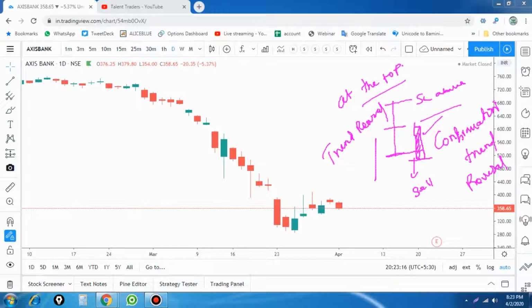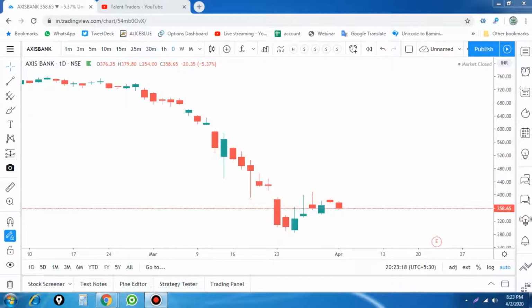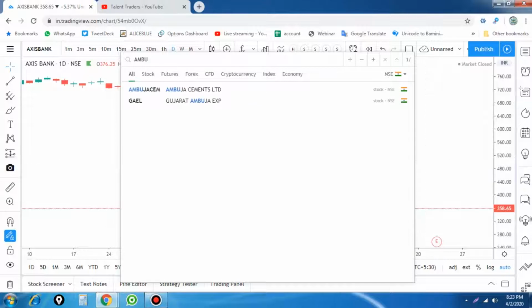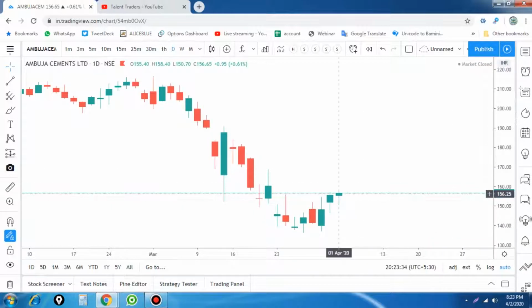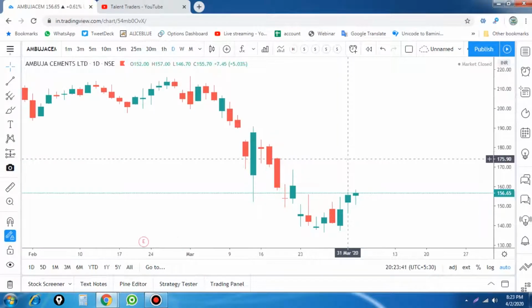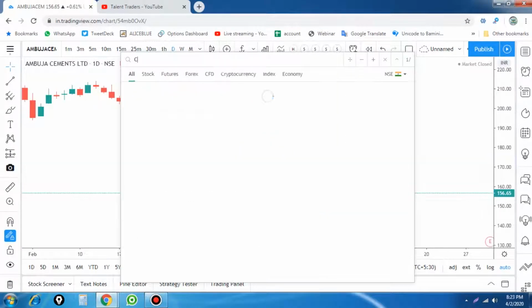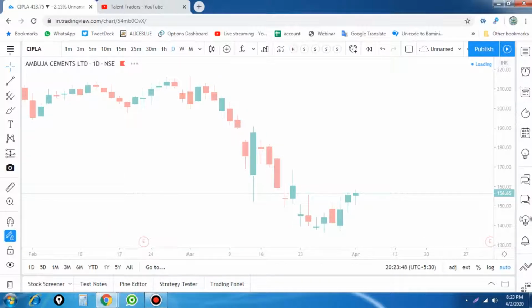Let's look at some real examples in stocks. I have searched many stocks that form this kind of pattern. Let's check Ambuja on the daily chart to see whether it forms this pattern. It looks like it's not an exact doji candle, so we will wait for an exact one. I can show you some doji candles. I have seen Cipla has a fine doji candle.